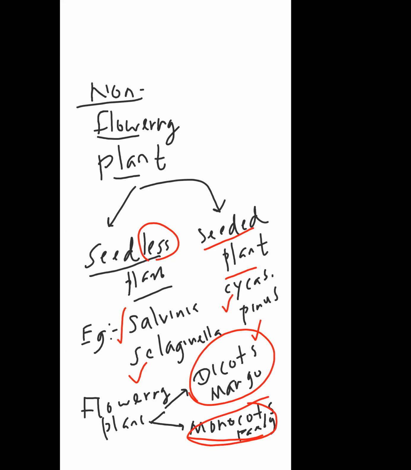Non-flowering seedless plants: Marchantia, Botrychium, Salvinia and Nephrolepis, Selaginella. All these plants are non-flowering seedless plants. Marchantia, sometimes some people say Marcantia, Selaginella, Nephrolepis, Salvinia. Those are the seedless plants. Okay.